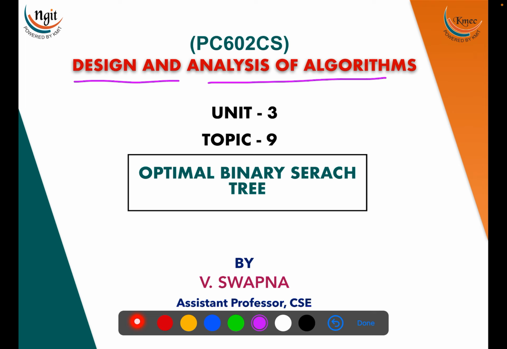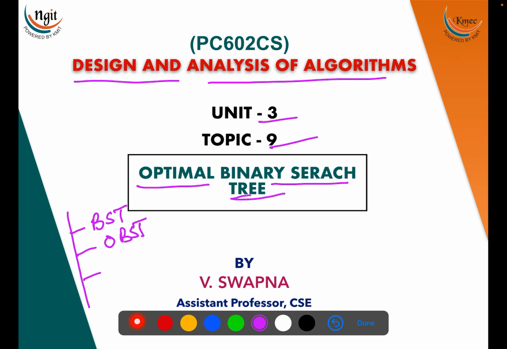Today we'll be going to talk about optimal binary search tree. So this topic you'll find in third unit as topic number 9. This video will cover what is binary search tree and what is optimal binary search tree, and we are very much aware that every searching operation will have a successful case and an unsuccessful case.